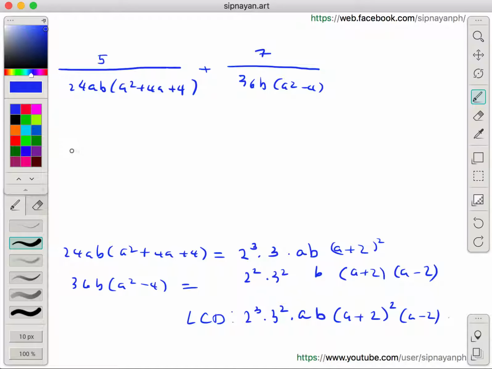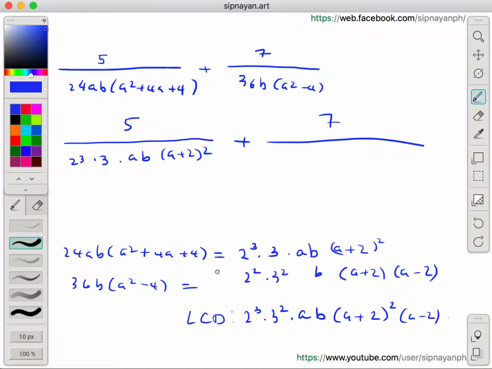Question, ano na yung gagawin natin? Well, mas maganda, i-express na rin natin to in factored form para mas madali tayo mag-divide later. So, ito siya, di ba? We have 2 cubed. Siyempre, meron tayong 5 dito. 2 cubed times 3 times AB times A plus 2 quantity squared. And then we have a plus 7. And then, ito naman siya. This is 2 squared times 3 squared times B times A plus 2 times A minus 2.